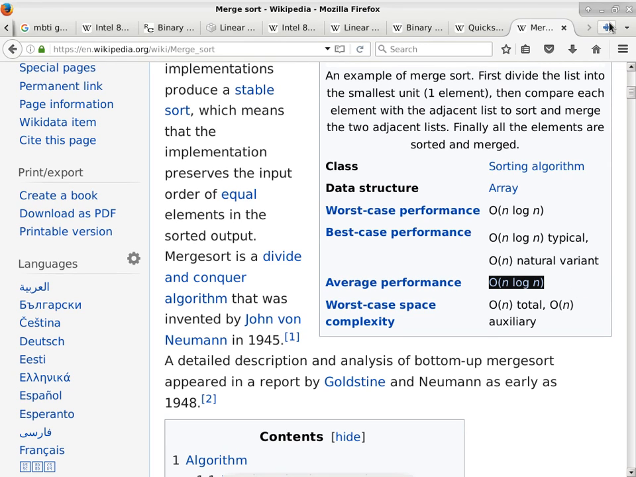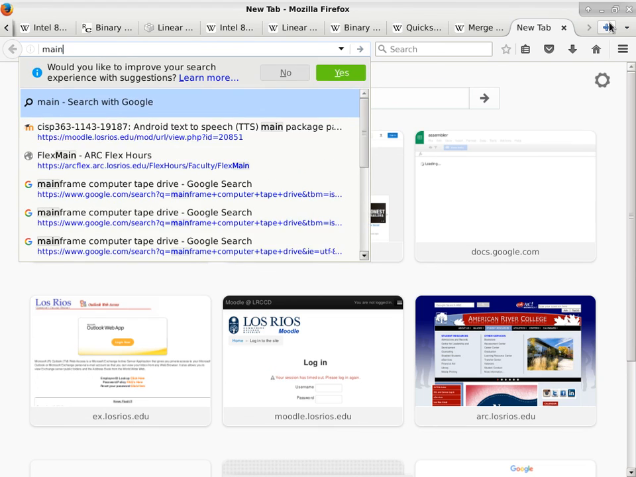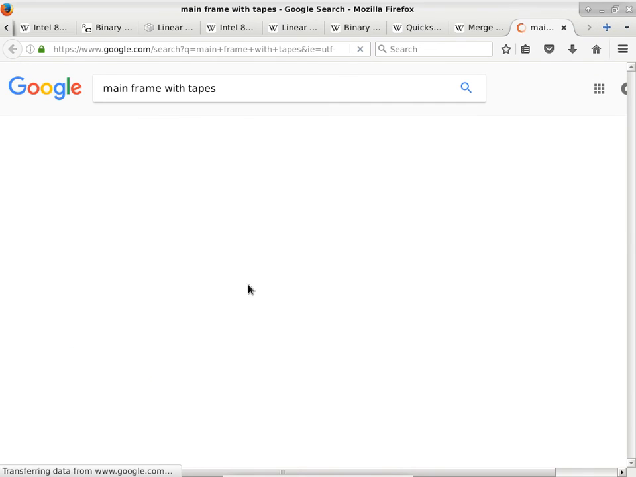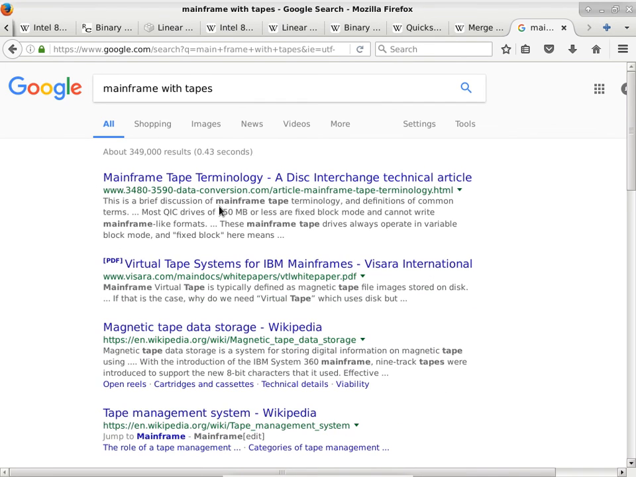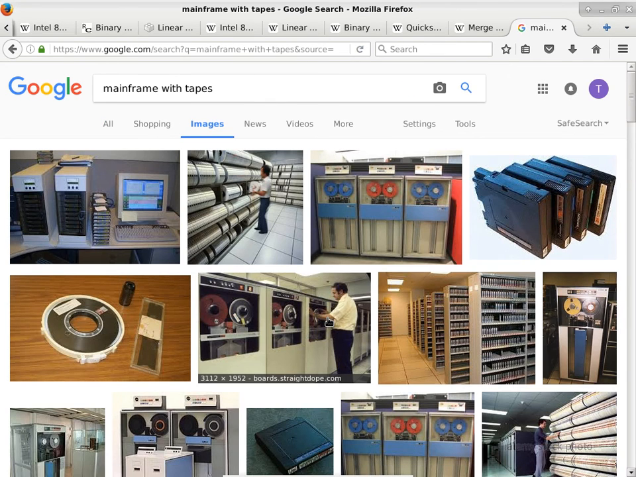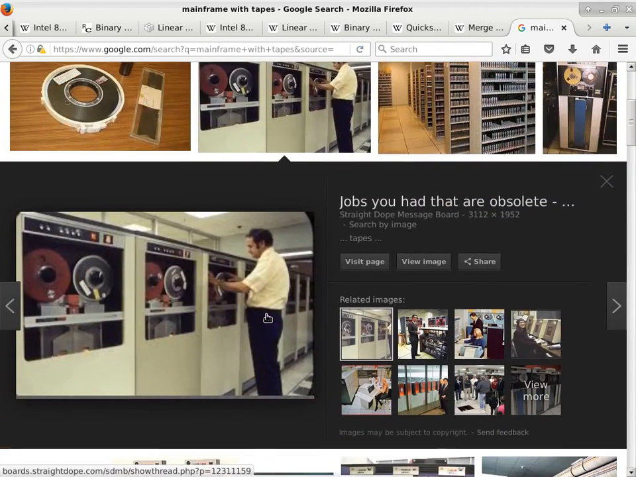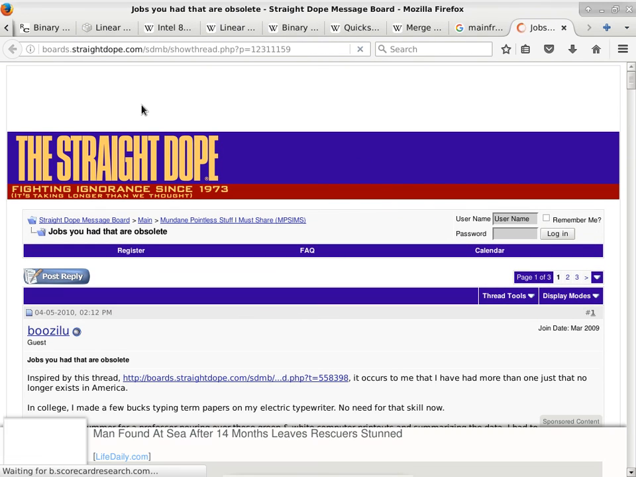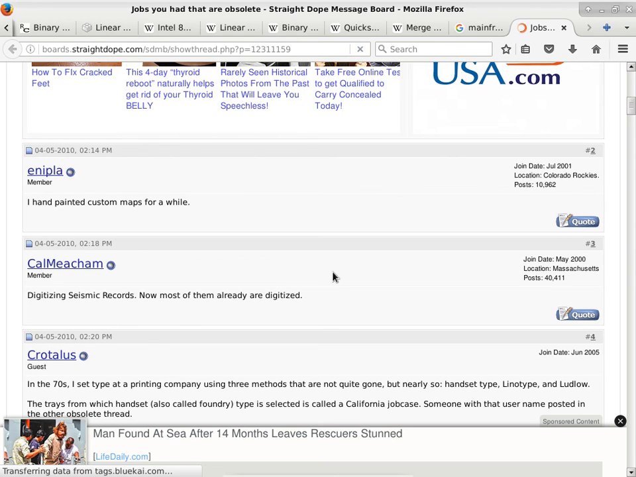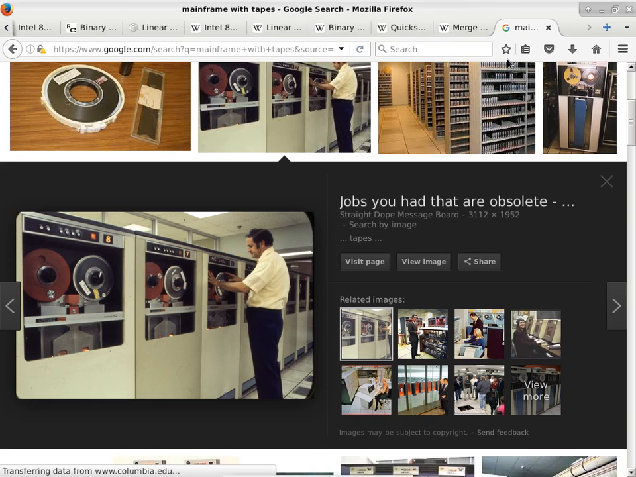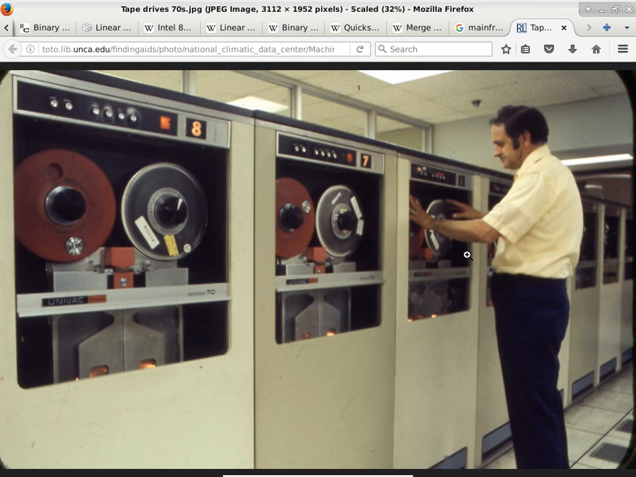Let me give you a picture. Hopefully the picture will give you an idea. Mainframe with tapes. These are not mainframes. See what's going on? There we go, now we've got mainframes with tapes. This is a good one. I wonder why it is on this page, but the image is what we want, so we'll just take a look at the image itself.